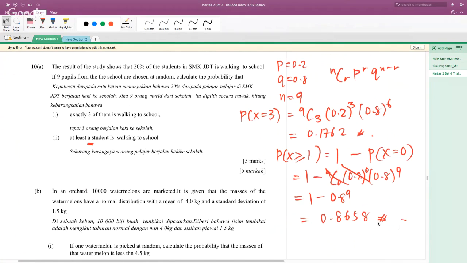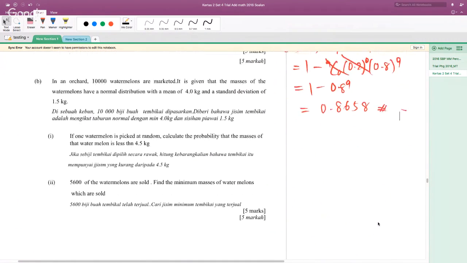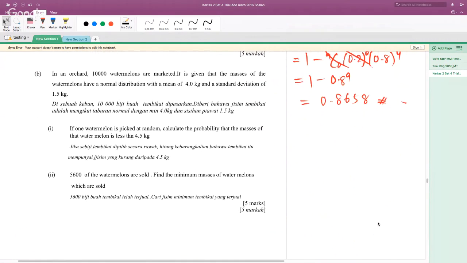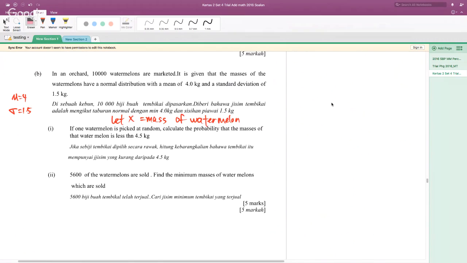Okay, so then we move to part B. In an Oscar, 10,000 watermelons are marketed. It's given that the mass of the watermelons has a normal distribution with mean 4 and standard deviation 1.5. So mean equals 4, standard deviation equals 1.5. If a watermelon is picked at random, calculate the probability that the mass of the watermelon is less than 4.5 kg. I will let X be the mass of the watermelon. Then it's very easy for me to explain.